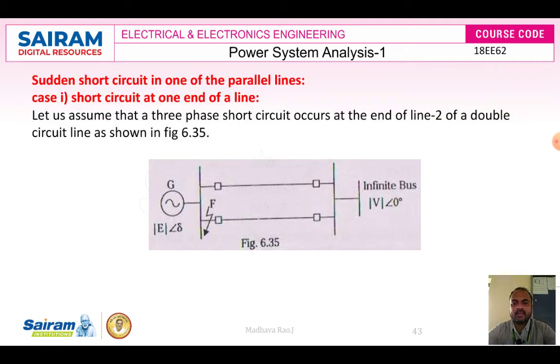Here we can see a sudden short circuit in one of the parallel lines. Before, we discussed one line being disconnected; now one line is short circuited, at one end of the line. Let us assume that a three phase short circuit occurs at one end of line 2 of a double circuit line as shown in the figure. Here we have two lines, and one line becomes short circuited.